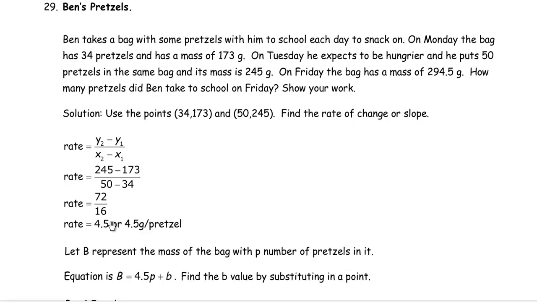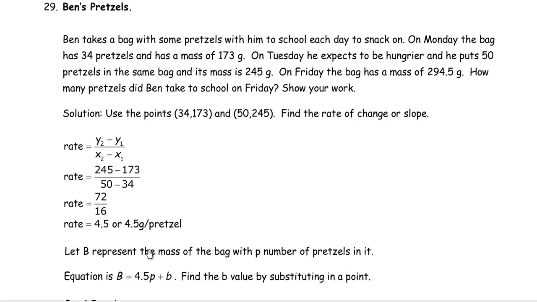So 72 divided by 16 is 4.5, and that actually means 4.5 grams per pretzel. I know those are the units because the 245 and 173 were both masses, grams, so that's grams on top, and the 50 and the 34 were pretzels, so this actually means that 72 grams for 16 pretzels. So that's why it's 4.5 grams per pretzel.